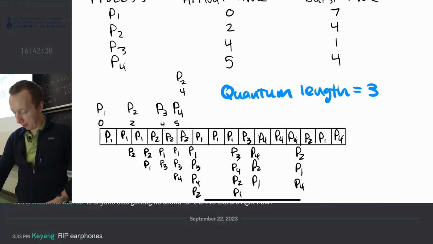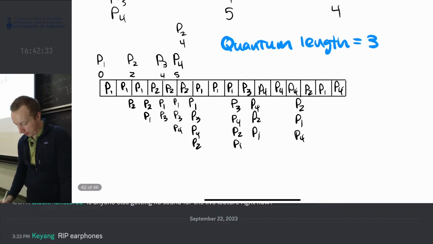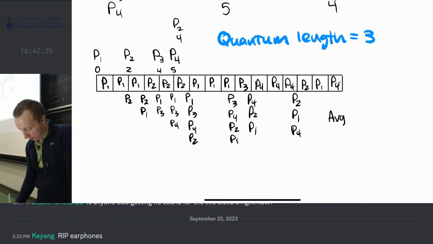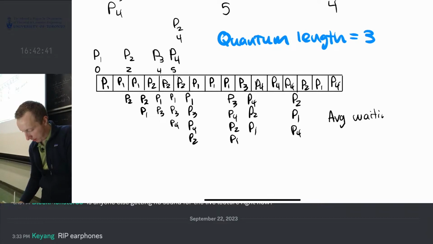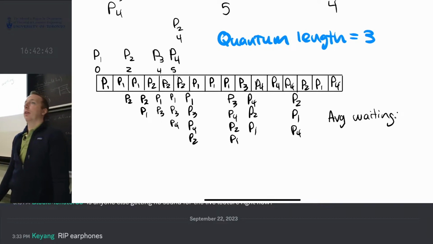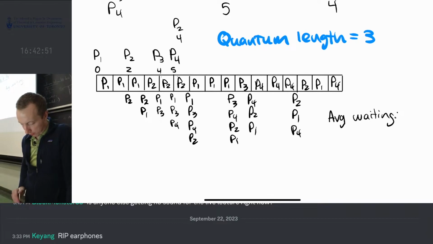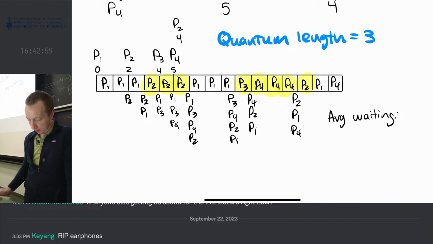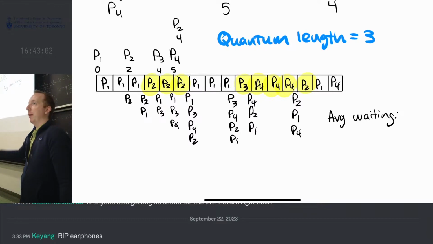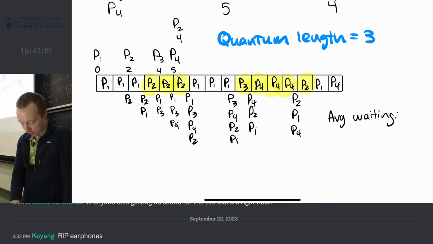Yeah, so other things you would have to do is some fun calculations. Like average waiting time is something you would be asked to calculate. So you have to go through each process and calculate how long it was waiting for. You can do the boring thing of, for process 1, how long was it waiting? Well, 1, 2, 3, 4, 5, 6, 7, 8, and count how many times it was waiting until it finished. Or you could do something much faster.